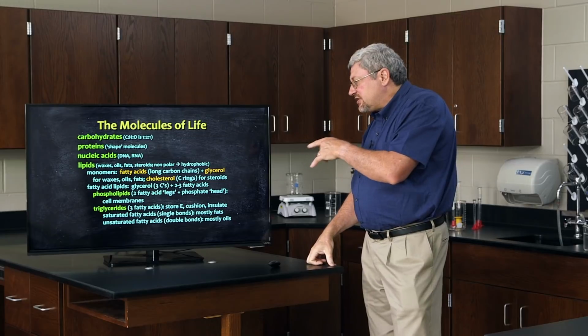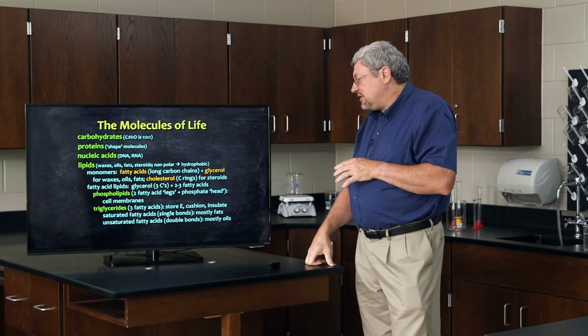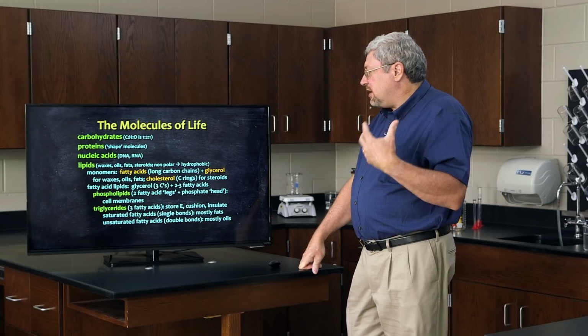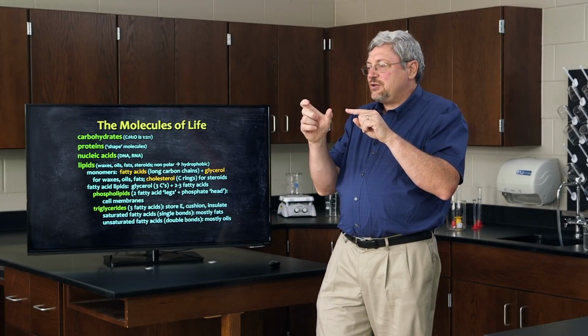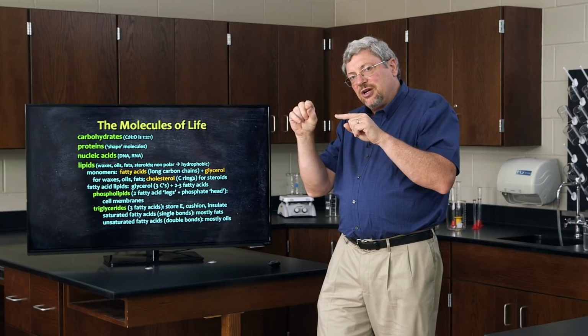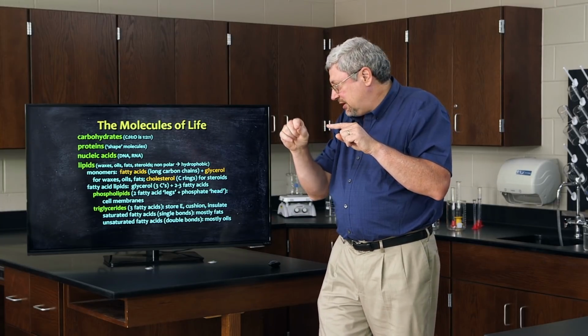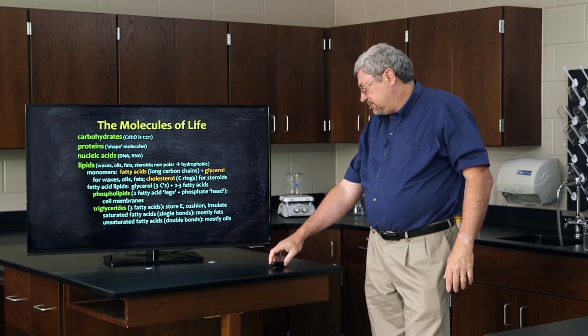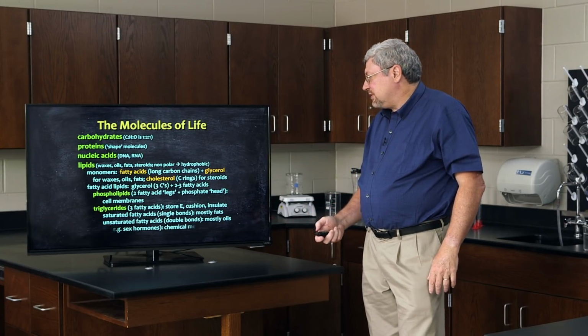These are saturated fatty acids, and they produce the things we know of as fats. The unsaturated fatty acids are those where every once in a while between carbons there is a double bond, and those produce the things we know of as oils. So fats and oils are in this category.